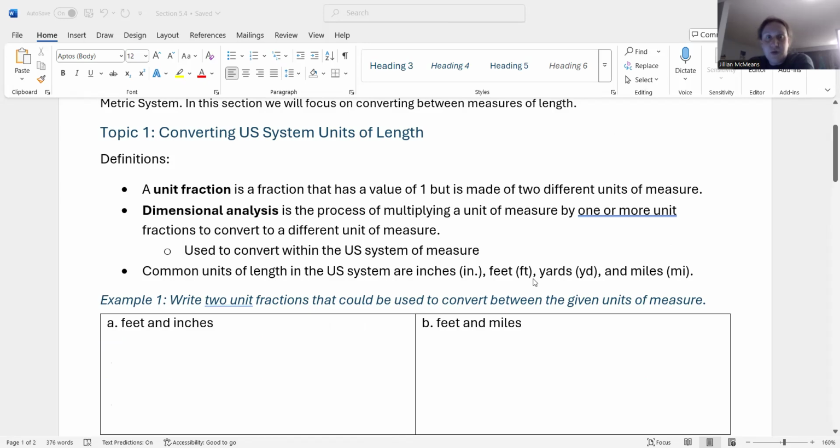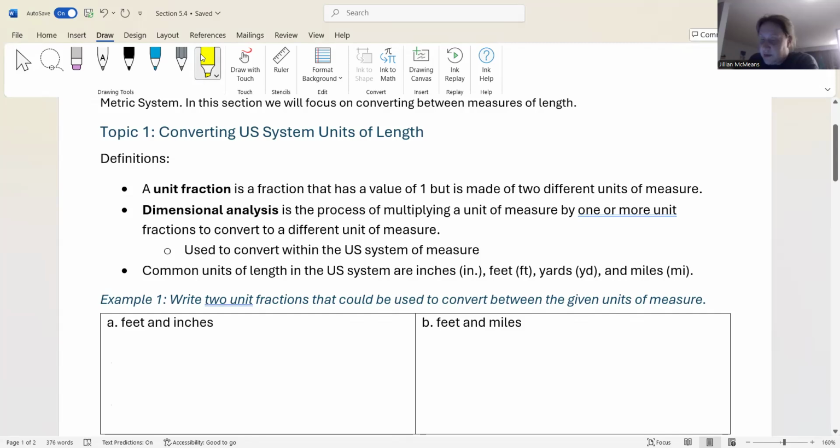We have a couple of definitions. The first definition might be kind of new for you, new in the sense of what we're calling it, but it's an idea that you've worked with before. We have something called a unit fraction. This is a fraction that has a value of one, but is made up of two different units of measure.